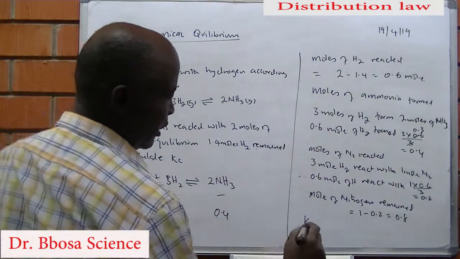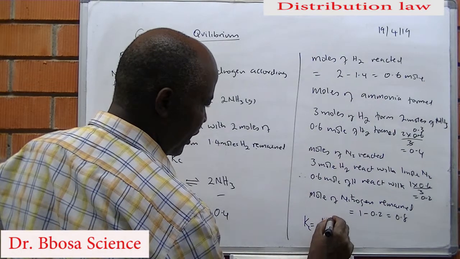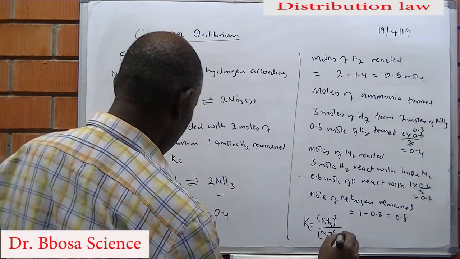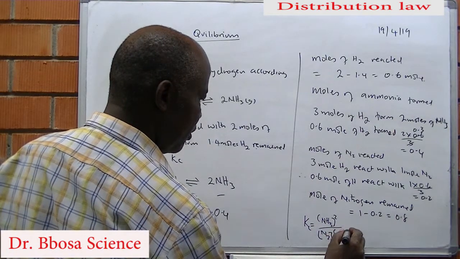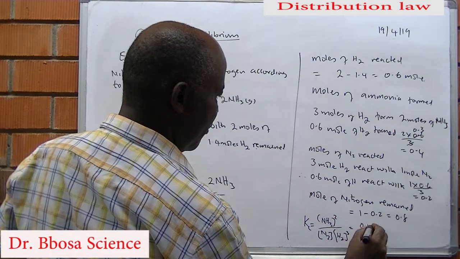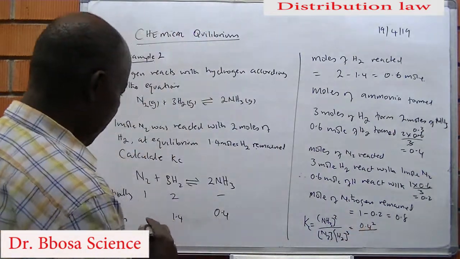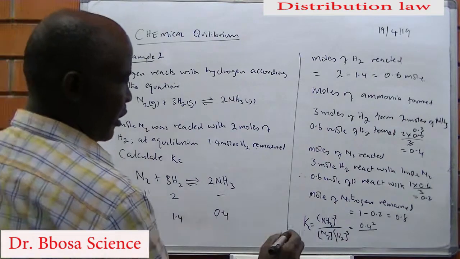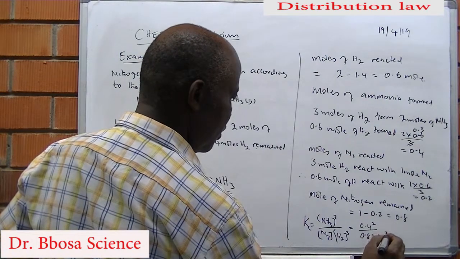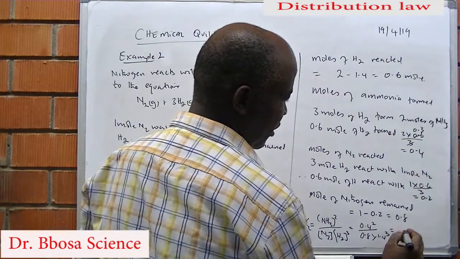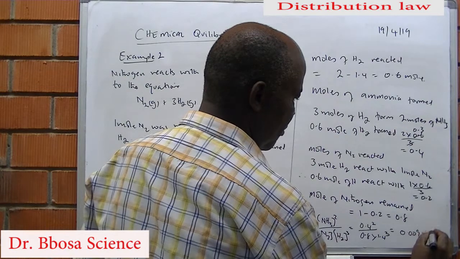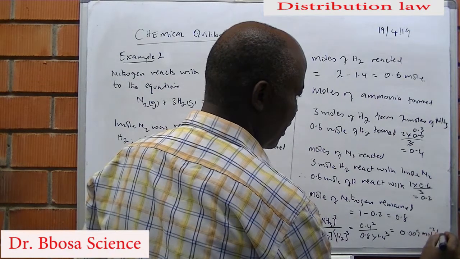But Kc is equal to concentration of ammonia squared over concentration of nitrogen times concentration of hydrogen cubed, which will be equal to 0.4 squared over 0.8 times 1.4 cubed, which is equal to 0.009. This will be per mole squared decimeter to the power 6.